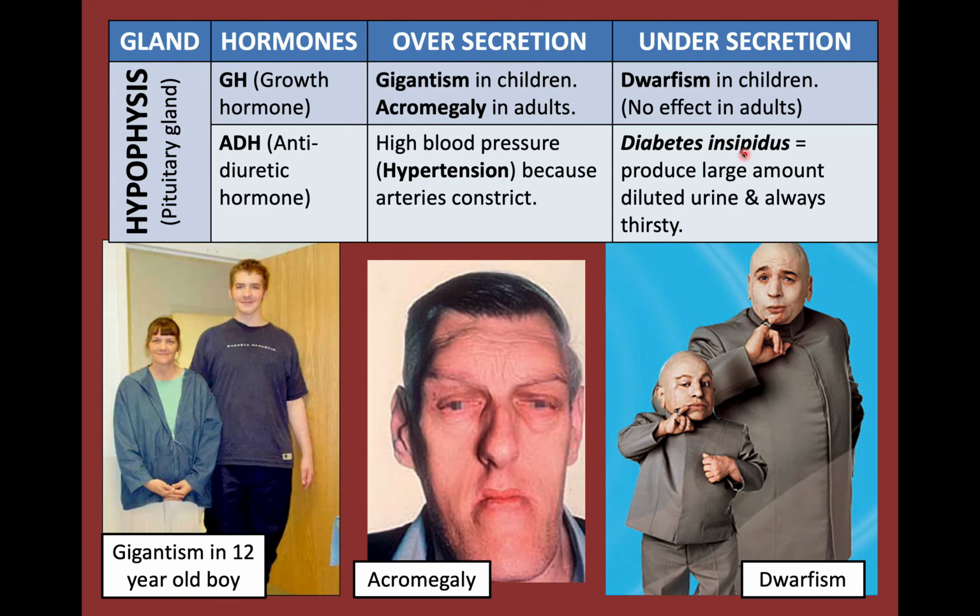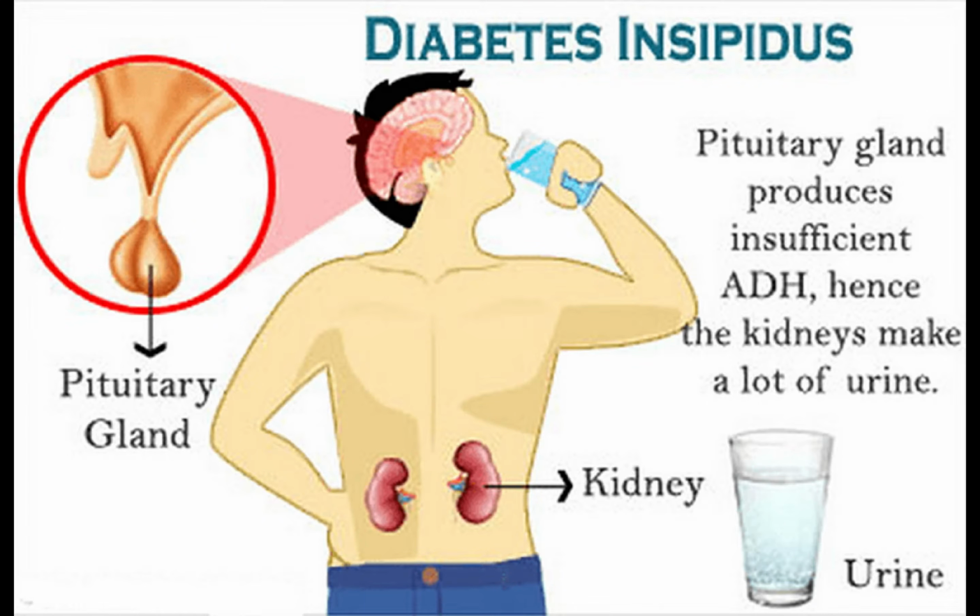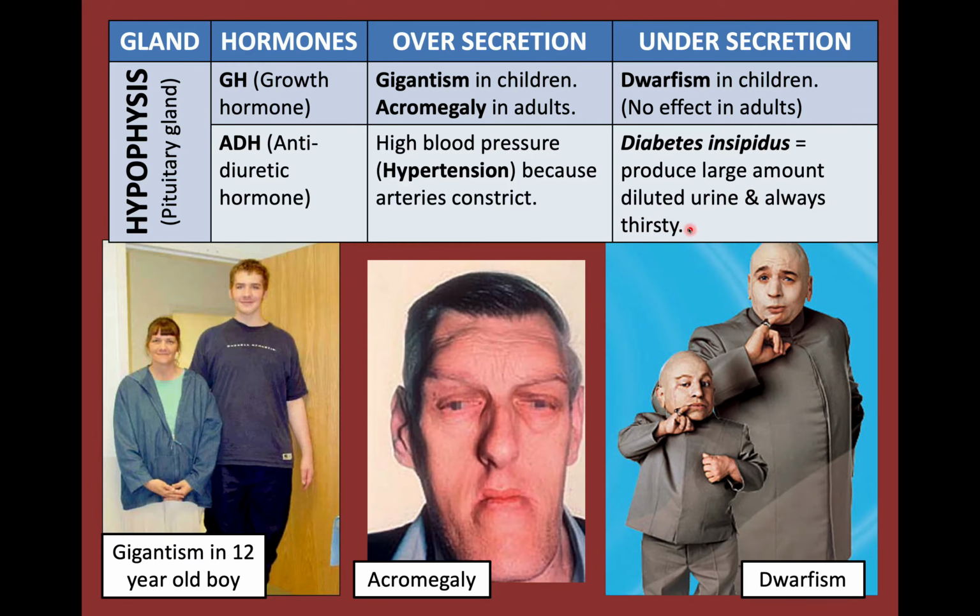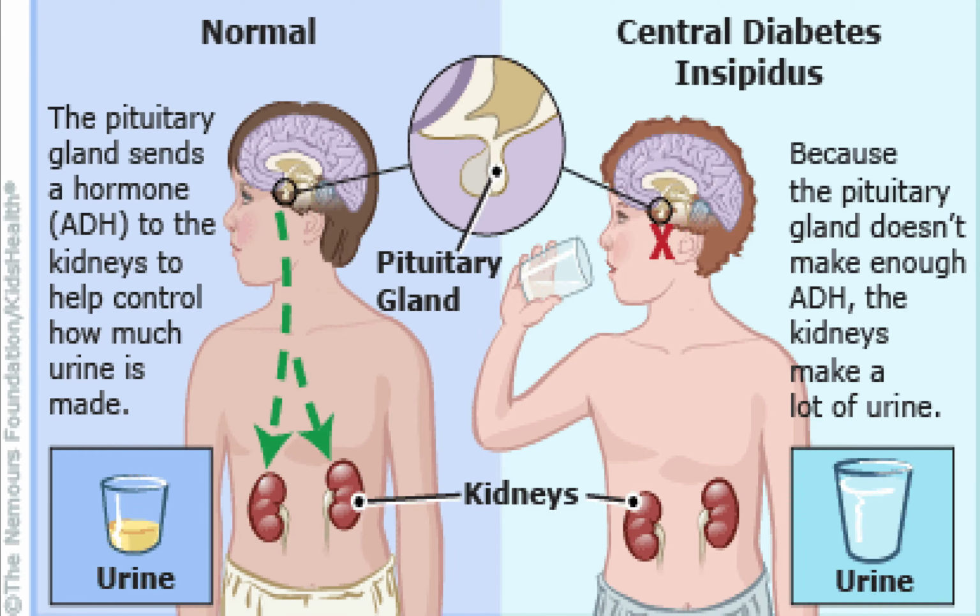And in a person suffering from diabetes insipidus, we will expect increased amounts of thirst, right? The person is always thirsty, and an increase in the person's urine production, right? They will produce large amounts of diluted urine, and because of this water loss, you'll find that the person is always going to be thirsty.